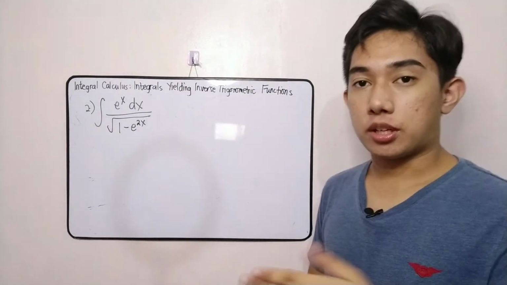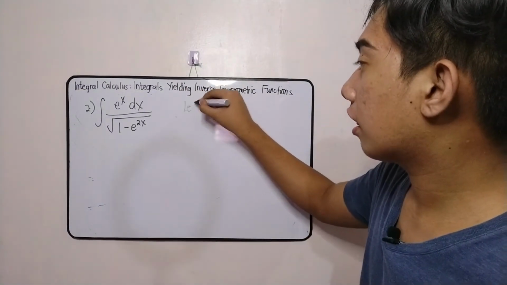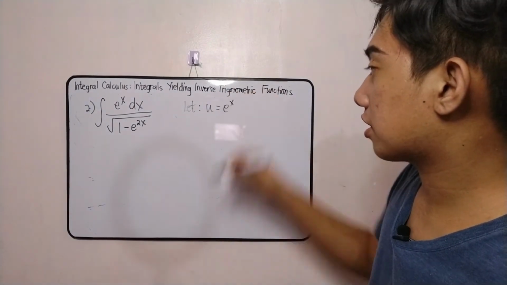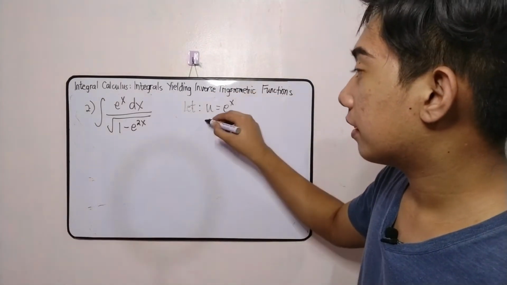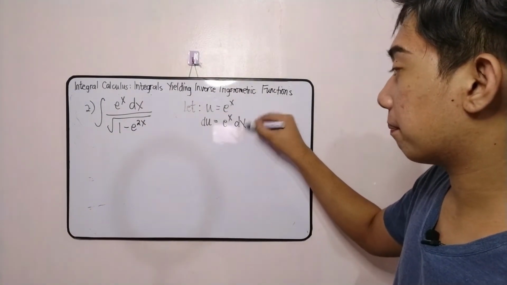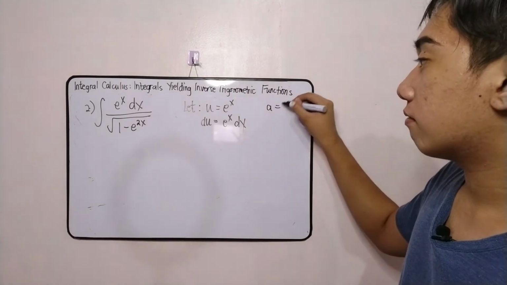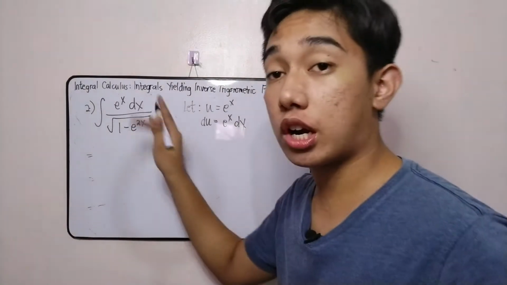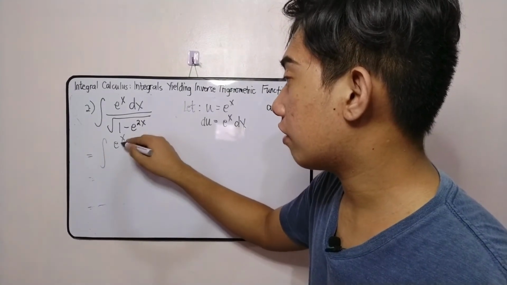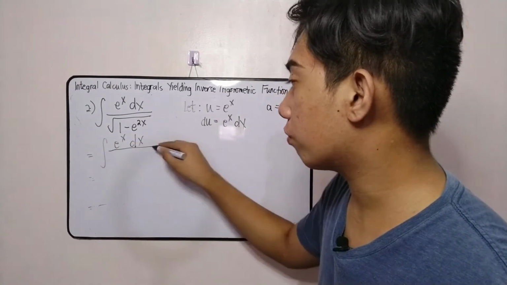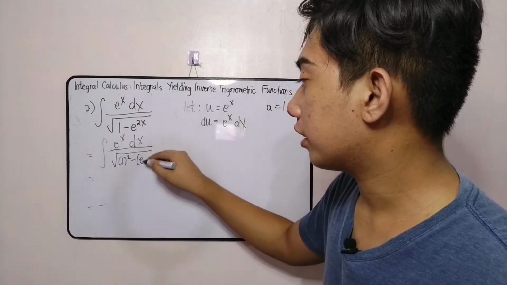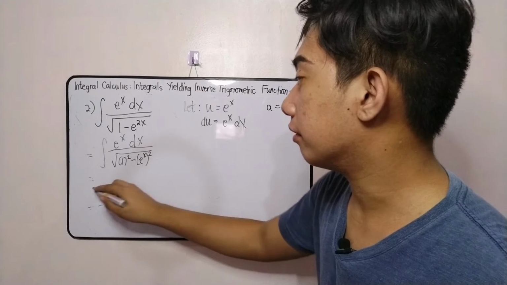Again, use substitution. So, let u is equal to e raised to x. Then, the differential du is equal to e raised to x dx still. And our a is 1. So, we will transform our expression: the integration of e raised to x dx all over the square root of quantity 1 squared minus quantity e raised to x squared.